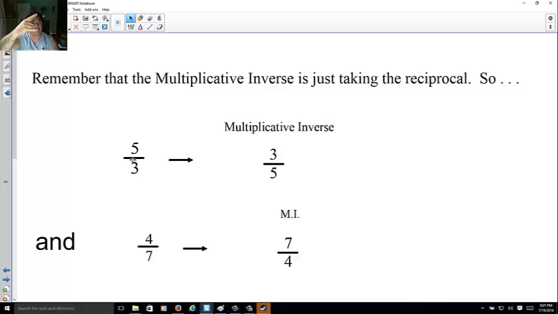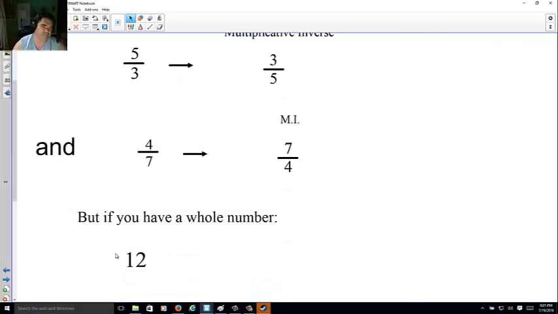The 3 that was on the bottom goes on top. So 5 over 3 becomes 3 over 5. And if you have 4 over 7, it becomes 7 over 4. It's simply an inverse. It switches positions.